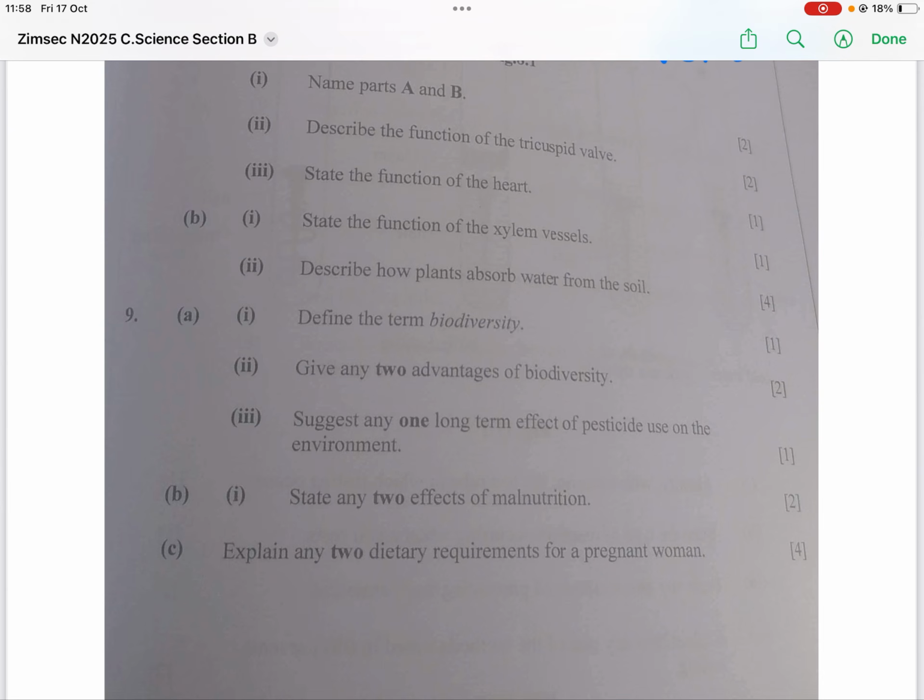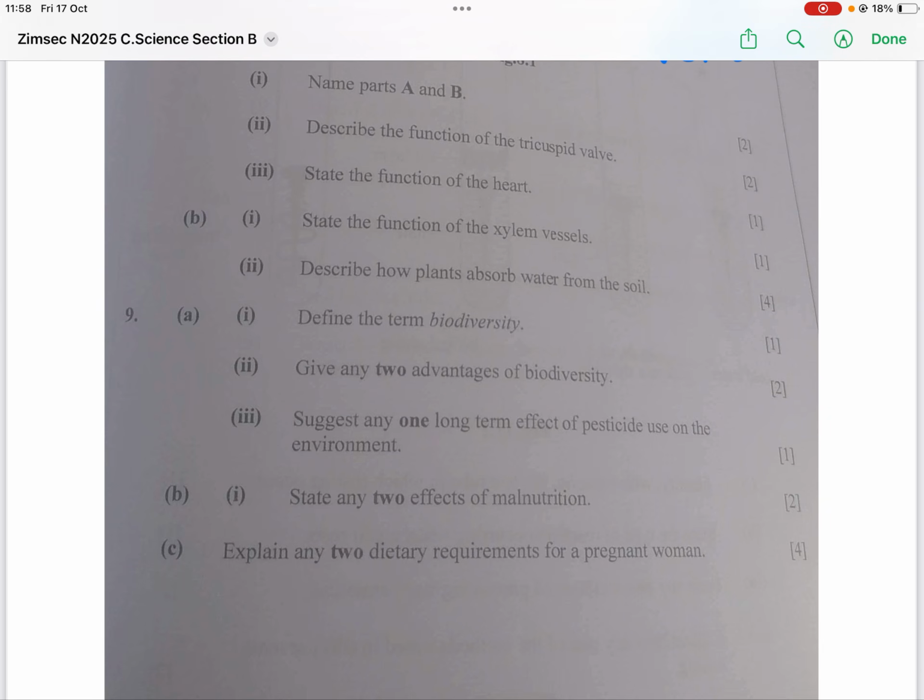Next question on B part 1, it is saying state the function of xylem vessels, right? The xylem vessels, they are mainly involved in the transportation of water and dissolved mineral salts from the roots to the leaves and other part of the plant. It also provides the mechanical support to plants due to the thick walls. So the question was having 1 mark.